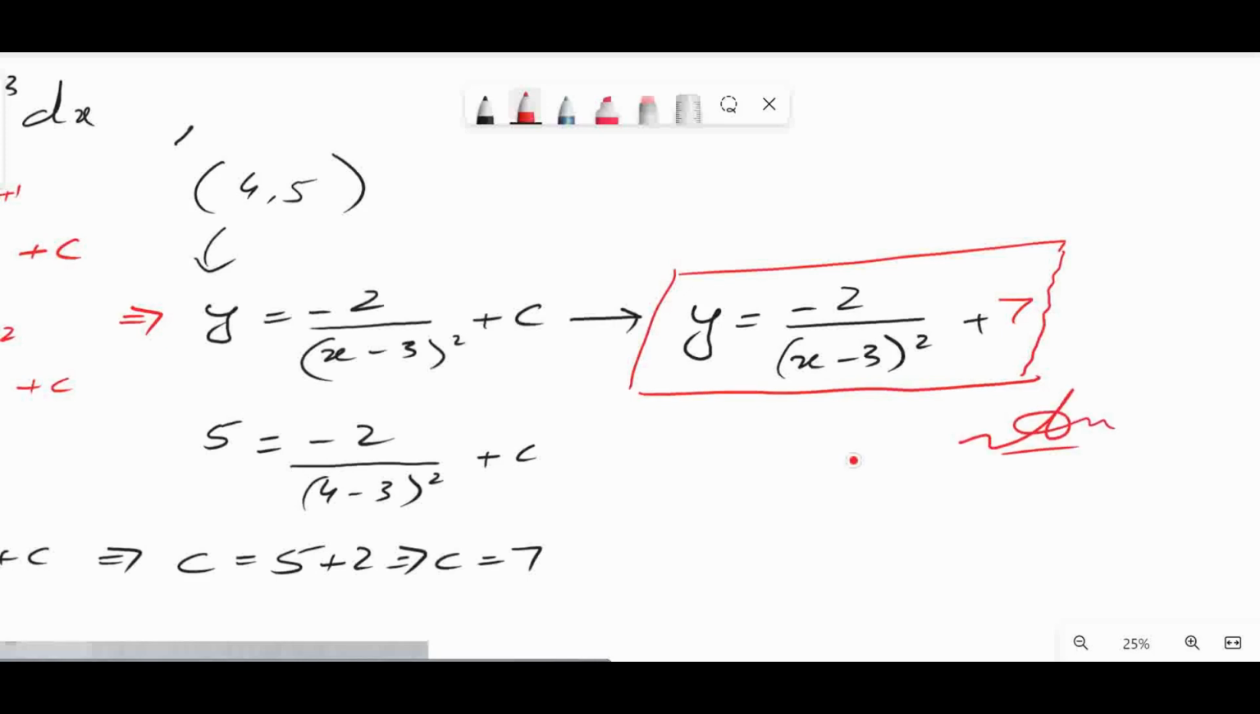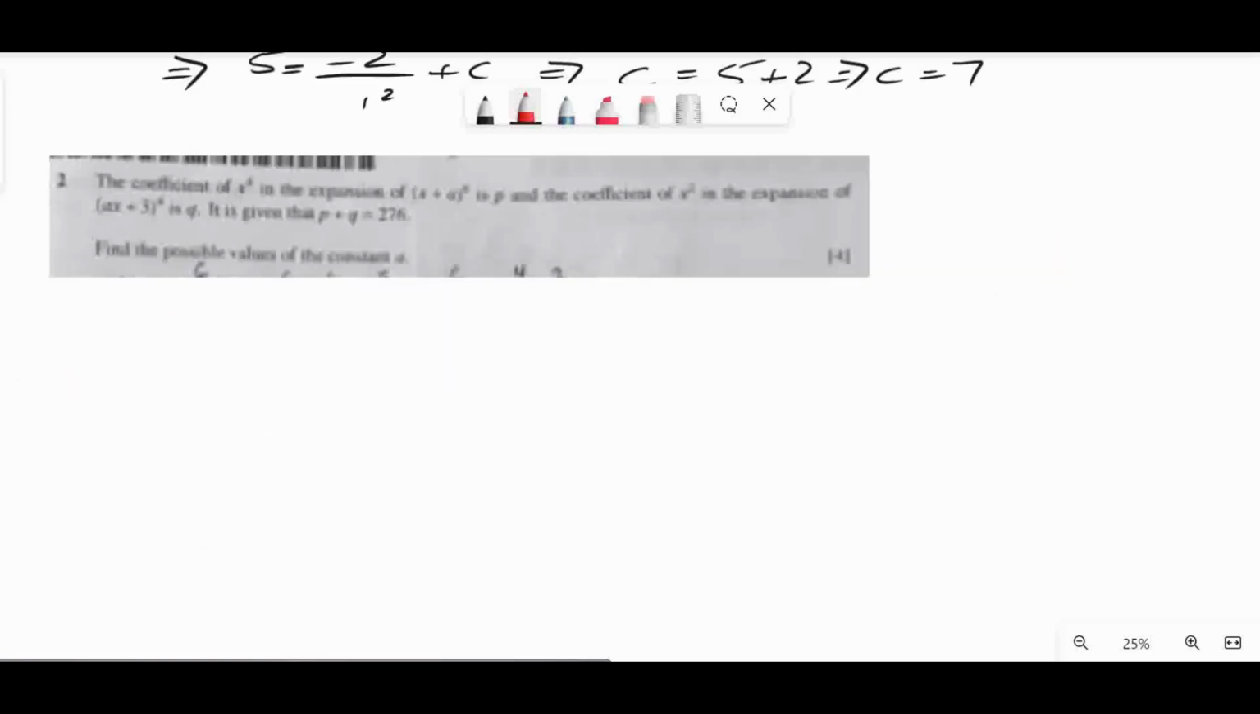Let's move on to the next part. Now question number 2: the coefficient of x to the power 4, let me write it over here so that the question is clear to you. We can write it as the coefficient of x power 4 of (x plus a) whole power 6 is p.